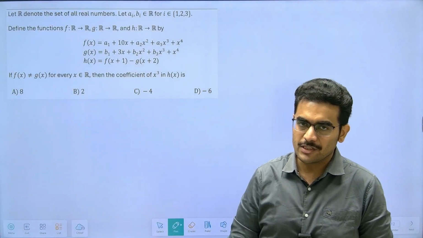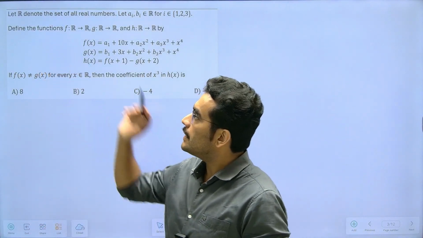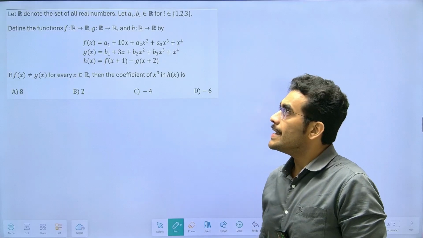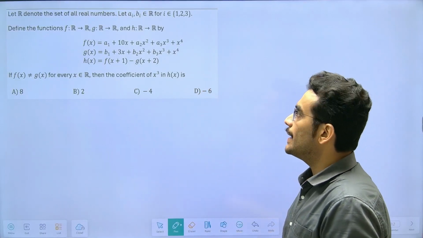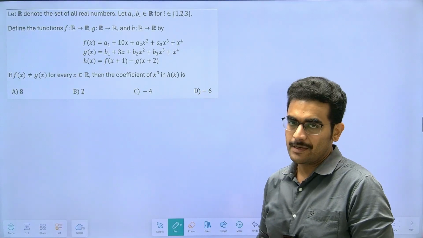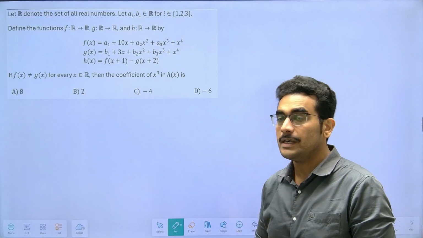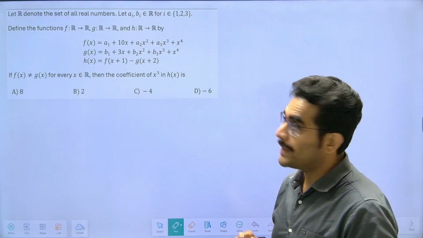Let's take this JEE Advanced question. It says let R denote the set of all real numbers. ai, bi belongs to the set of real numbers for i equal to 1, 2, 3. That means a1, a2, a3 are real numbers, and b1, b2, b3 are real numbers.